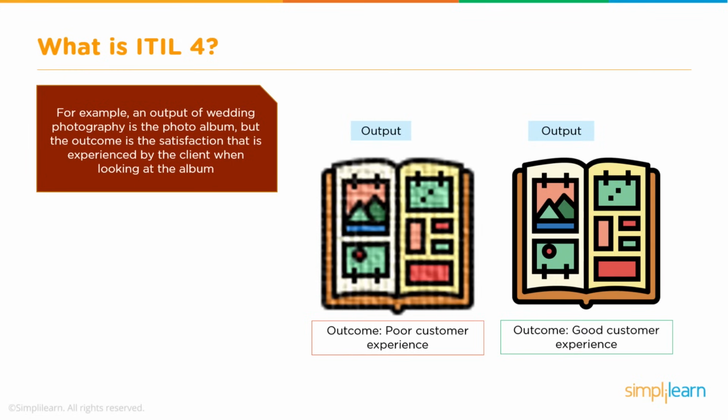If the album is an output, in the first case you can see the photos are not clear, which means poor customer experience. That would be the outcome. Similarly, with the album output where the photos are very clear, the experience of the customer will be very good. So that is an outcome.